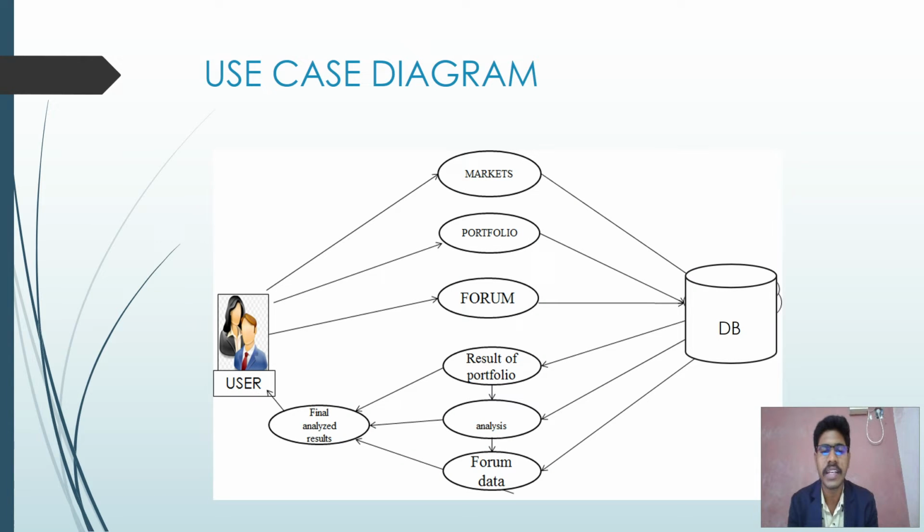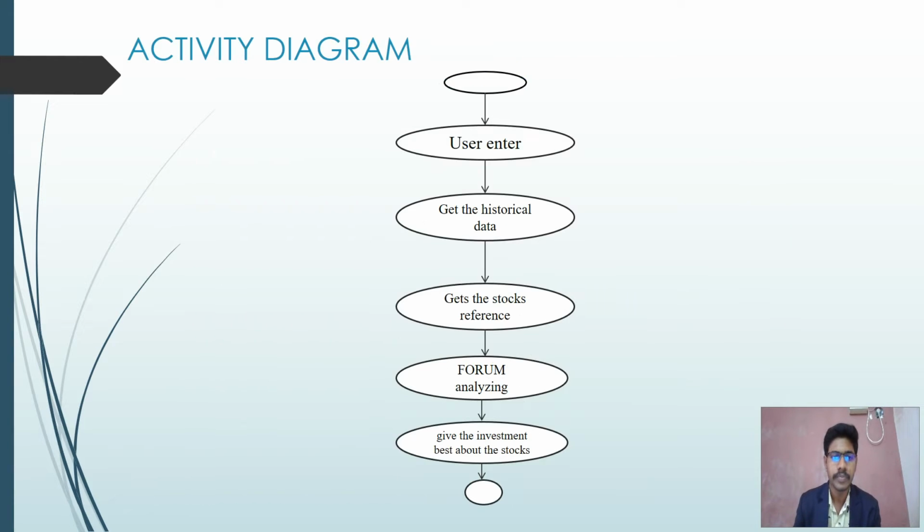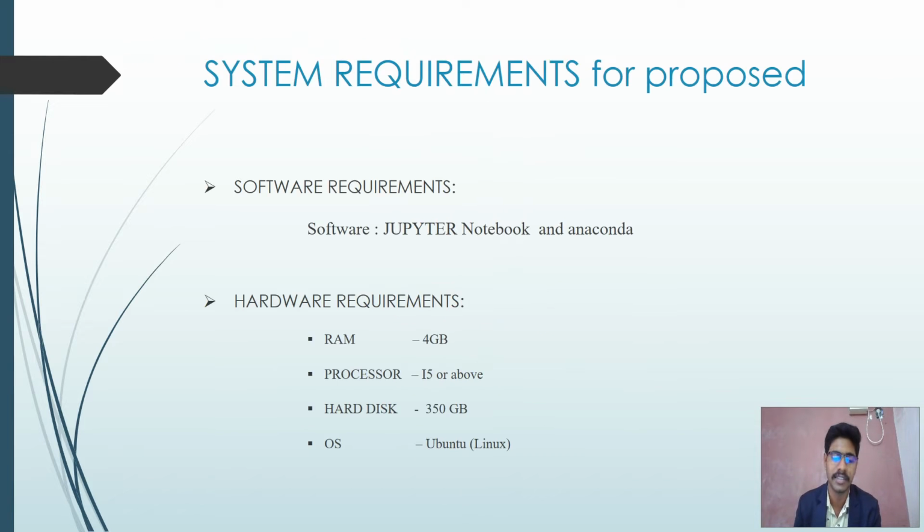This is a use case diagram. The use case diagram covers share market, portfolio, and forum. All the data can be stored in a database, and the results of portfolio analysis and forum data can be retrieved to finalize the results. This is an activity diagram. A user gets the historical data, gets the stock reference, analyzes the forum, and gives the investment recommendation of the best stocks.